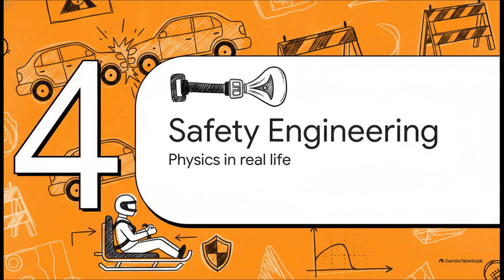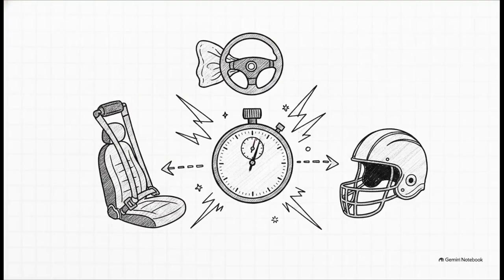Section 4, Real-World Safety Engineering. Let's see how this physics foundation literally saves lives. You know, safety engineers are essentially acting as time extenders. Using Newton's first law, they know a passenger in a crash is just going to keep moving at the car's original speed until a force acts on them. Then, using the second law, they know that extending the time of that collision reduces the force. So they use these exact principles to design seatbelts, airbags, sports helmets, the whole shebang.